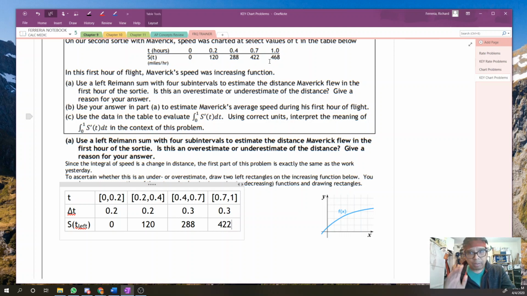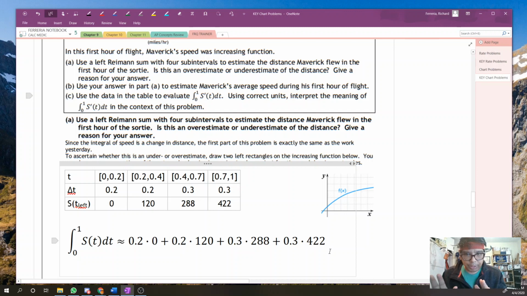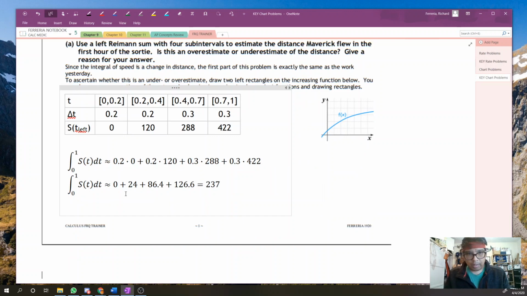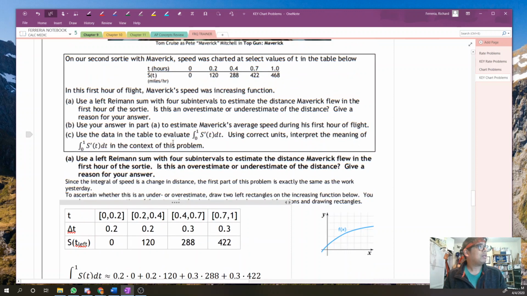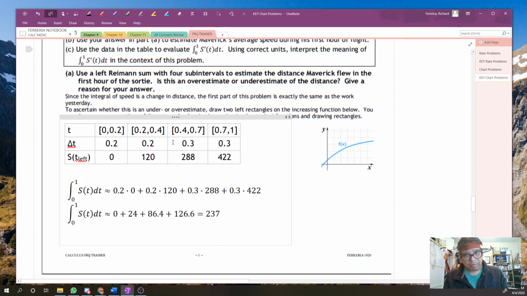All right, now that we've done that, we're going to write our integral, and we are going to write the sum with all the products written out. Let's do that right now. As you can see, we went ahead and wrote out all the products without doing all the multiplication. Next, we're going to write out a line with all the multiplication. And there we have it, 237. That's going to be an estimate for the distance that Maverick flew in that first hour of flight, 237 miles.